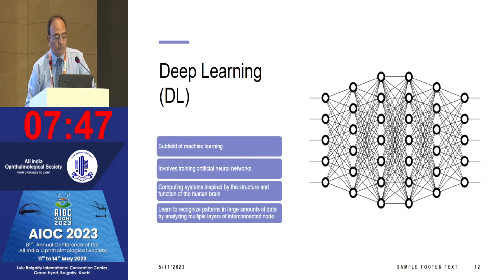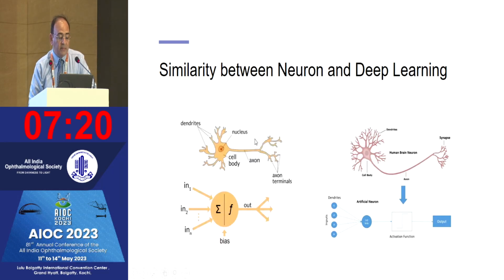Deep learning is again a subfield of machine learning and involves training artificial neural networks. It is something like our own neuron system, as Dr. Prasanna has just said, and it is inspired by the structure and function of the human brain. It can learn to recognize patterns in large amounts of data by analyzing multiple layers of interconnected nodes. So it has a big similarity with neurons, as the dendrites act as an input, and then the cell body analyzes the message, the chemicals, and then sends the output. Similarly, there's an input involved which is being analyzed, whether it is true or false, or it's okay or not okay, and then the output is given.